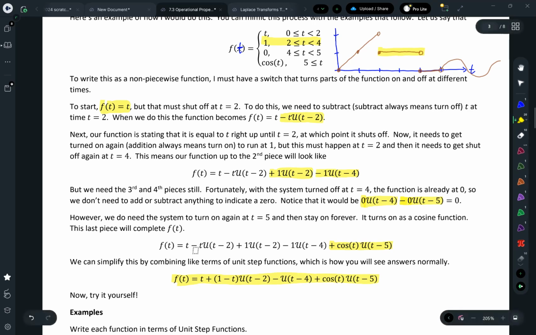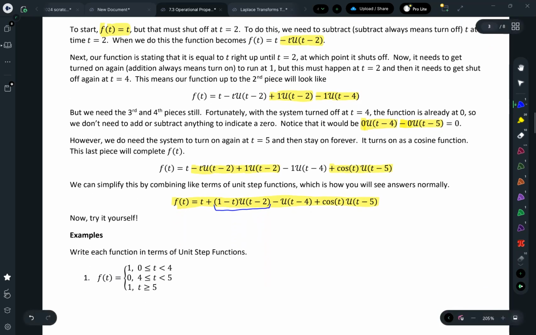Hold on. So up above, where I had the minus t, u of t minus 2, and then the plus 1, u of t minus 2, those have a common u of t minus 2 in them. And if you factor it out, you leave behind a 1 minus t. So that's what this second piece is right here. The u of t minus 4, there was only one piece. It was a minus 1 u of t minus 4, so we leave it alone. And then the cosine of t with the u of t minus 5, there's only the 1.